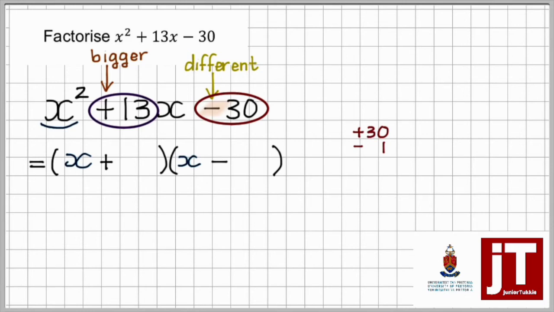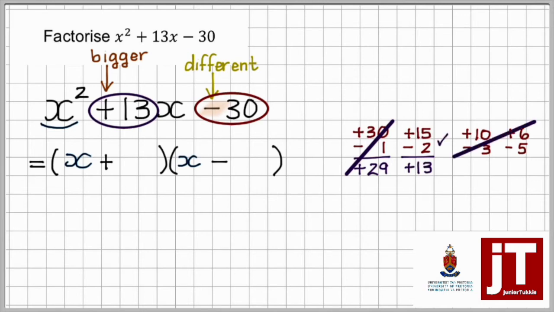Of course, this is not the only set of factors of 30 or factors of negative 30. So we write out other sets of factors. And now we can start to test which set of factors will work. We say positive 30 minus 1. That gives positive 29, which is not the coefficient on the second term. So that's not going to work. We say positive 15 minus 2. That gives the positive 13. So since this is the set of factors that will work, we can ignore all of the other sets of factors. We were lucky because we got it right on the second try.